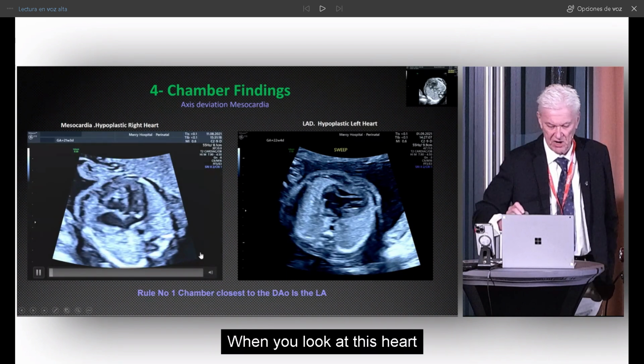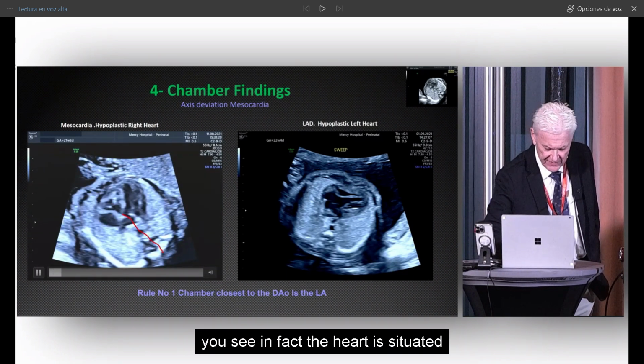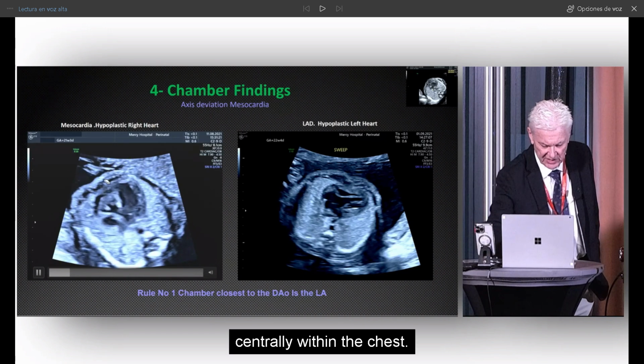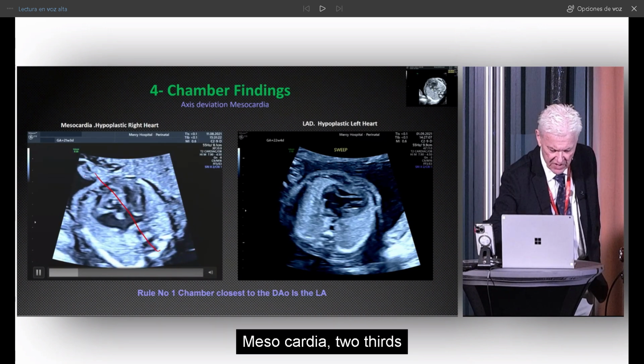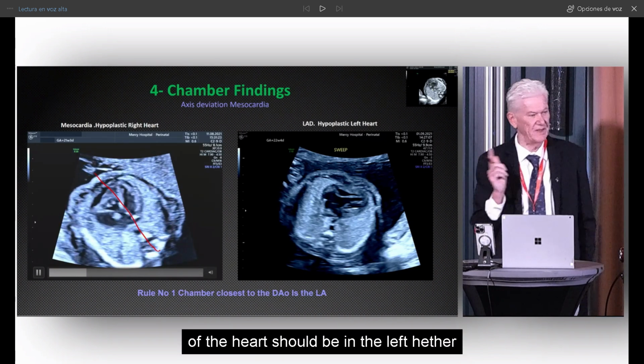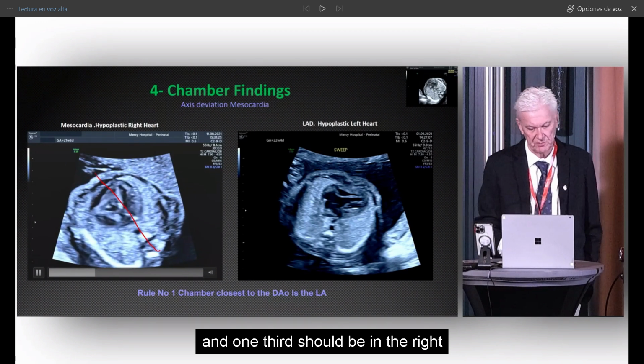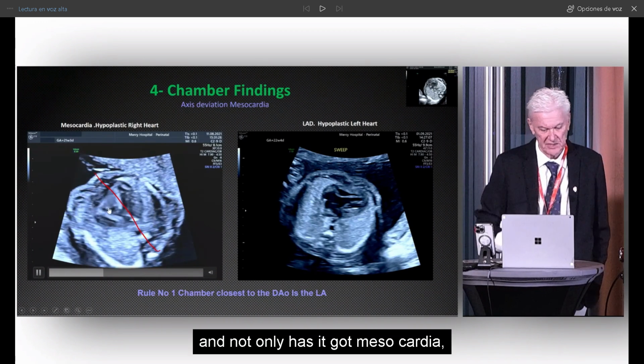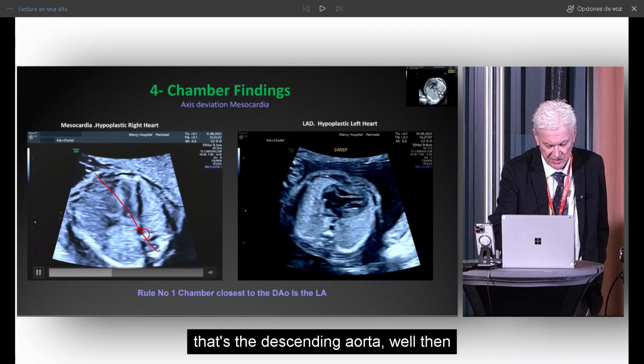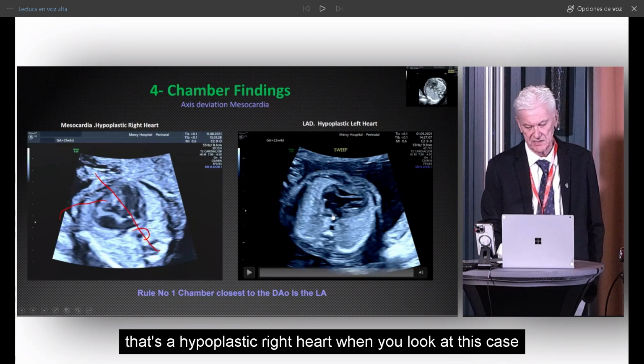When you look at this heart and you draw a line to the chest, you see, in fact, the heart is situated centrally within the chest, mesocardia. Two thirds of the heart should be in the left hemithorax, and one third should be in the right. And not only has it got mesocardia, if that's the descending aorta, well, then that's a hypoplastic right heart.